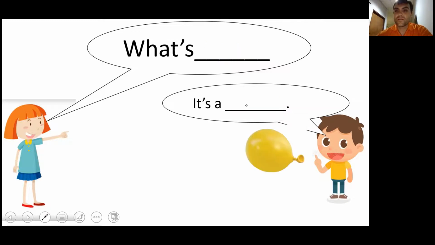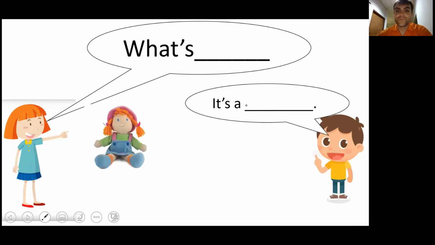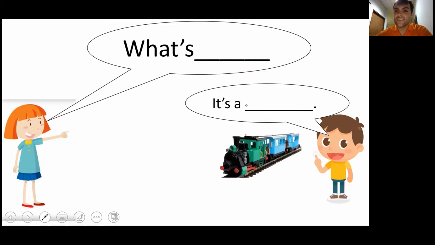It's a notebook. All right, now what does she say? She says, what's that? And then the boy says, it's a balloon. It's a balloon. Now what does she say? She says, what's this? And the boy says, what does he say? Right, he says, it's a doll. It's a doll. All right, now what does she say?